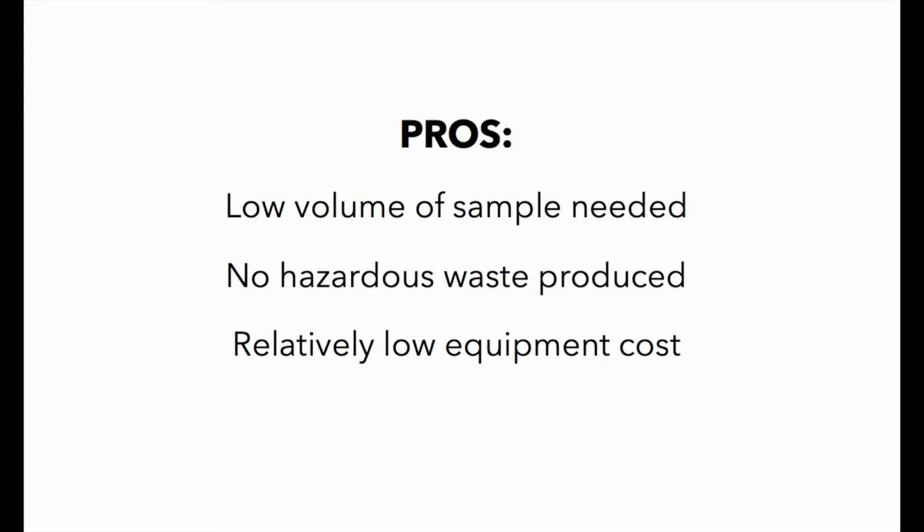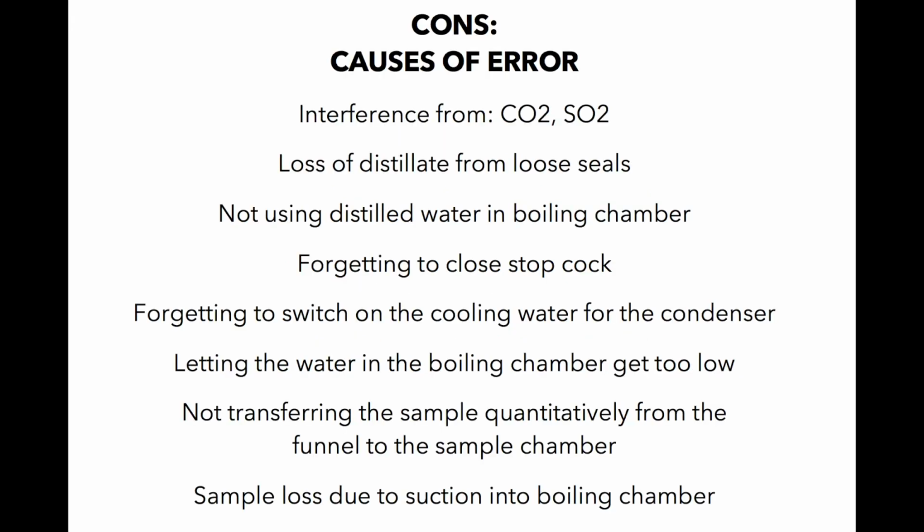The pros of this method include the low volume of wine sample needed to test, no hazardous waste being produced, and a relatively low equipment cost for the cash still and reagents used. The cons of this method are its multiple causes of error. This includes interference from CO2 and SO2, not using distilled water in the boil chamber, letting the water in the boil chamber get too low, and sample loss due to suction into the boiling chamber.